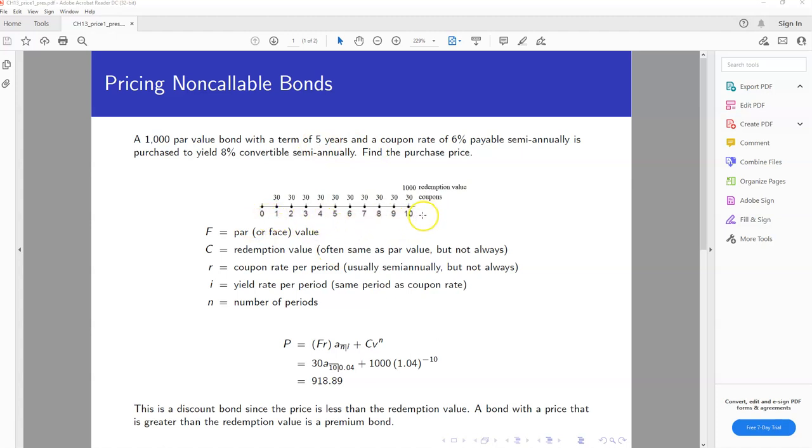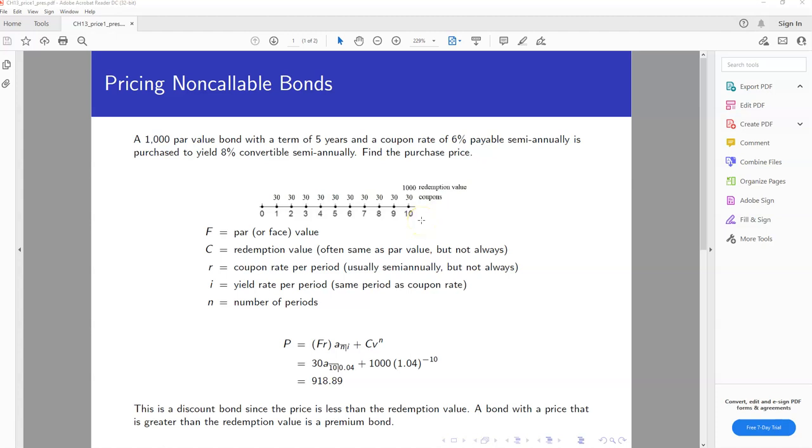So I've got 1 through 10 here on the time diagram. At each time period, the issuer is going to make one of those coupon payments, an interest payment on the bond. In this case, a 3% coupon, because remember it's 6% payable semi-annually. A 3% coupon on $1,000 is 30. So each of our coupon amounts is 30, and we've got 10 of those on our time diagram. And then at the end of the term of the bond, in 5 years or 10 semi-annual periods, we're going to return $1,000 to the investor. So that last payment is going to have a coupon payment of 30 plus the $1,000 redemption value.